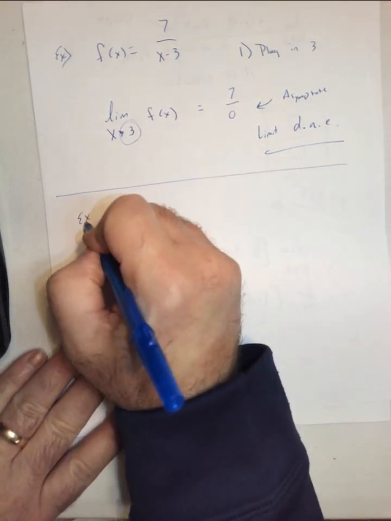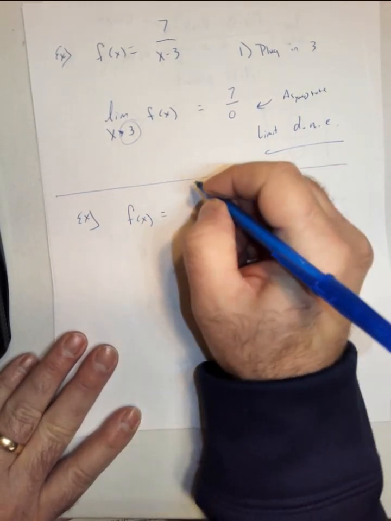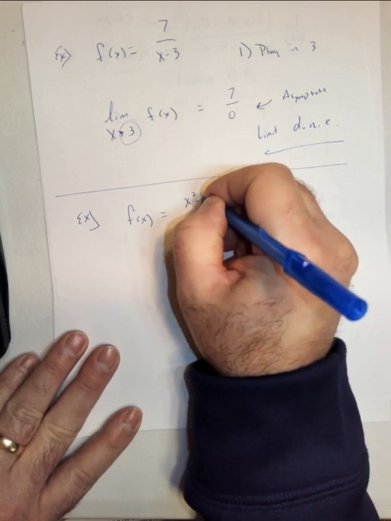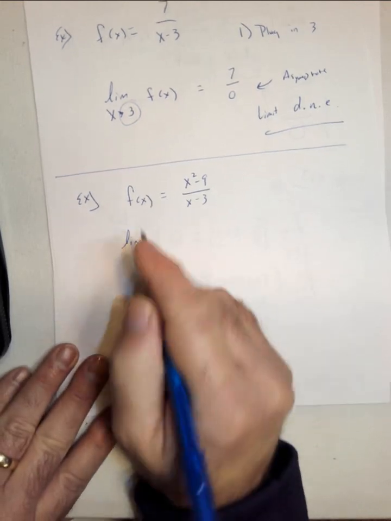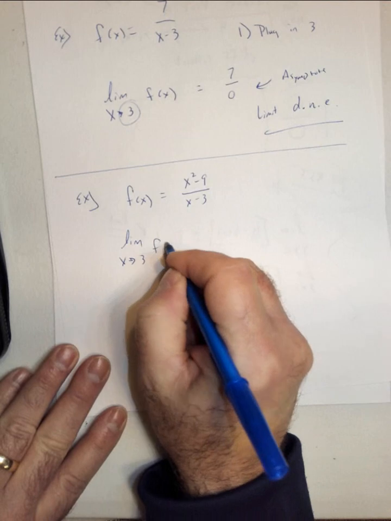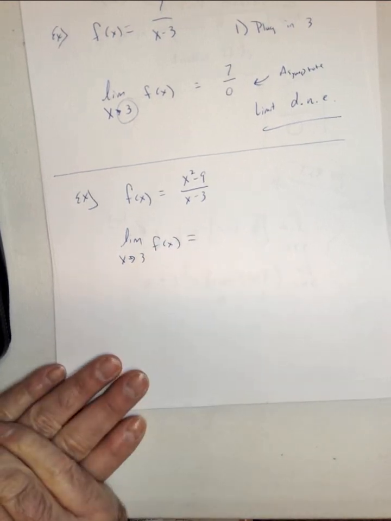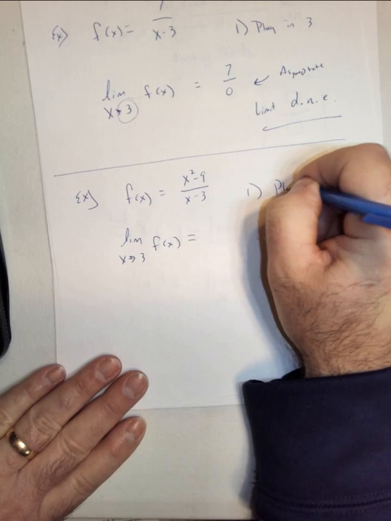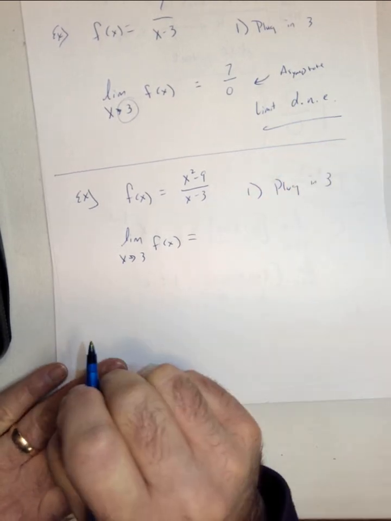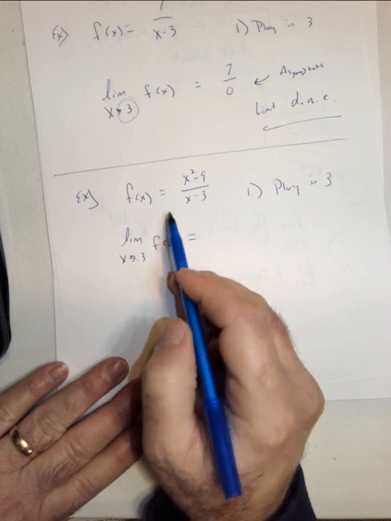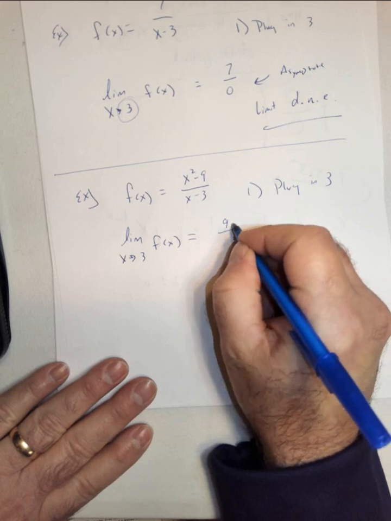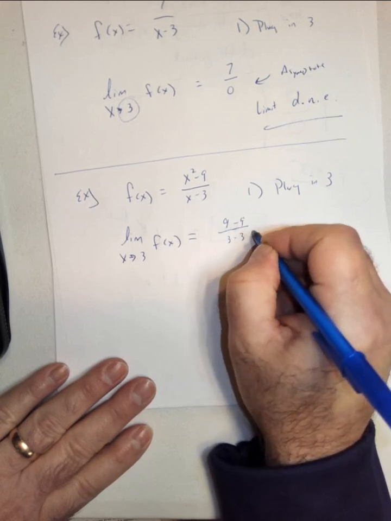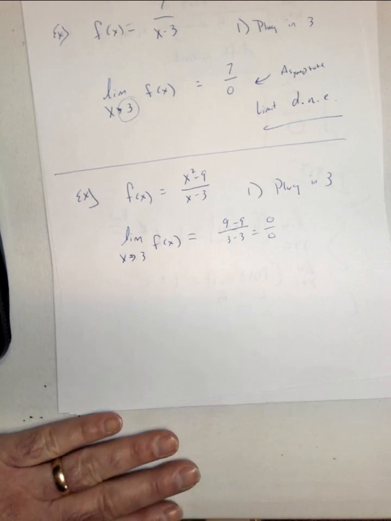Next example. Let's say my function is x squared minus 9 over x minus 3. And we want to look at the limit as x approaches 3 again of f of x. First step, plug in 3. Always just plug in the number, right? That's always what you want to do first. So what do we see here when we plug in 3? We get 9 minus 9 over 3 minus 3, which is 0 over 0. So when you get that indeterminate form, what does that mean for us?